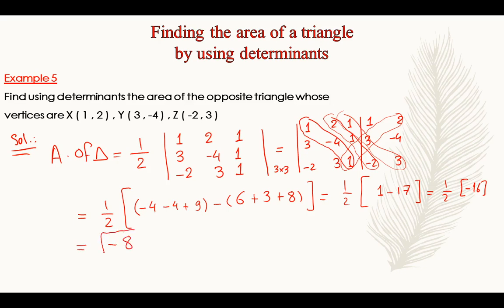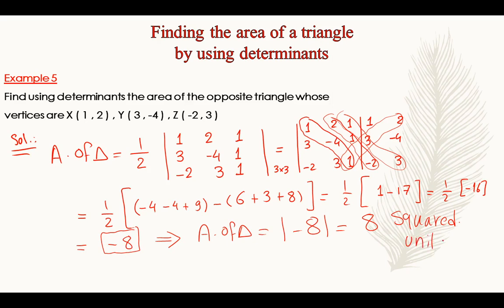Here you can see that the area of the triangle is a negative value, so we will write area of triangle equals the absolute value of negative 8, which equals 8 squared units. Because we don't have a negative area, the area of the triangle will be equal to 8 squared units. Okay, let's go to another example.